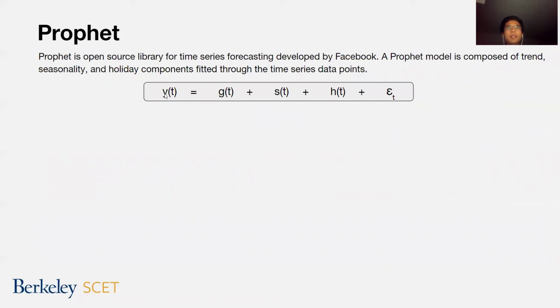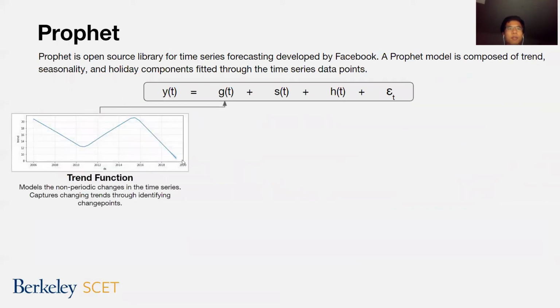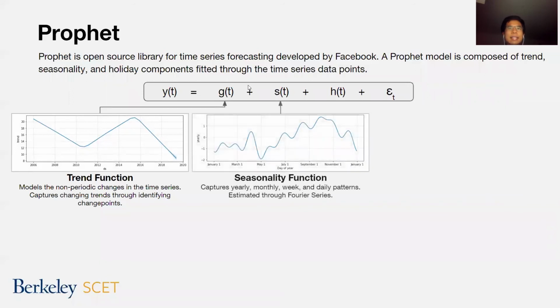So our forecast at time t is the sum of three components, kind of like our simple exponential smoothing. It's made of a trend function, which is this curve that fits to the trend, and it's capturing the non-periodic changes. That's g(t) here. s(t) is a seasonality function, which is this Fourier series that captures how the seasonal pattern changes throughout the year. We can adjust how smooth this Fourier series is using the parameters of the API.